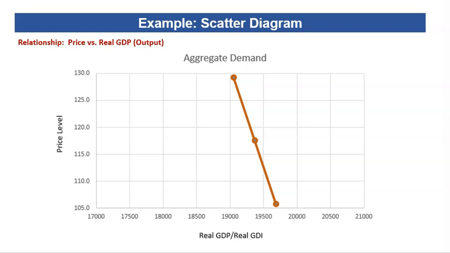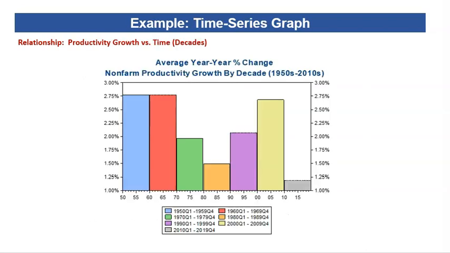If you think of a table with two columns, one with the price level data, and one with the associated real GDP data, then those pairs of observations are also coordinates on the graph. An example of a time series graph is presented on this slide, which shows the relationship of productivity growth by decade. Here also, we have two columns of data.